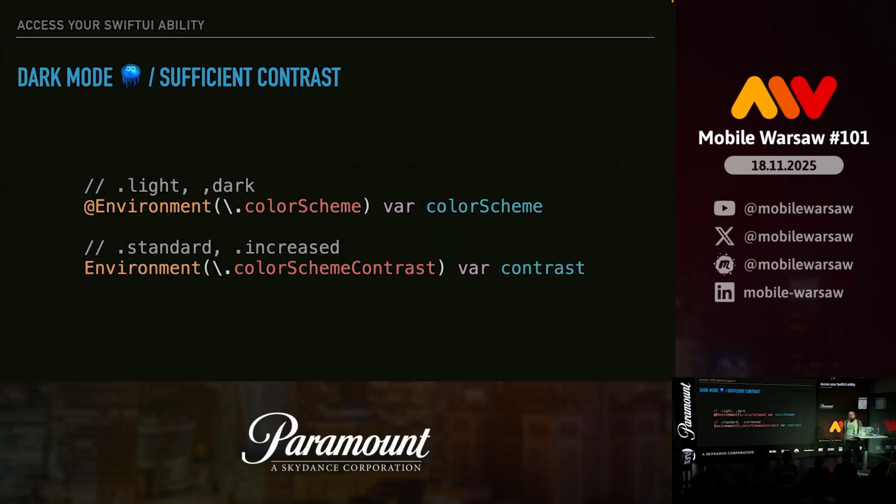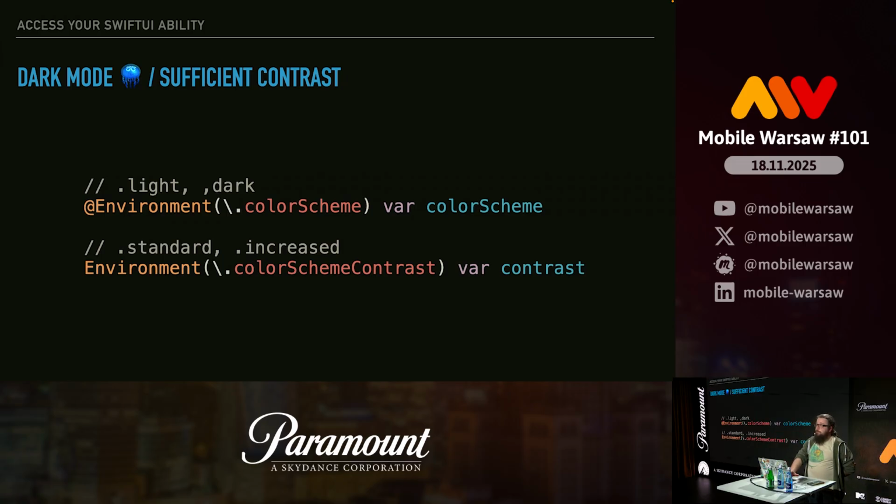And if your assets or your color schemes are coming from backend, or maybe you, for whatever reason, are not using asset catalogs, then you have these two environment variables that you can use to programmatically read which color scheme the user has selected, if they are using increased contrast or not, and then you can act accordingly in your code and select proper color, proper assets, proper way of presenting data.